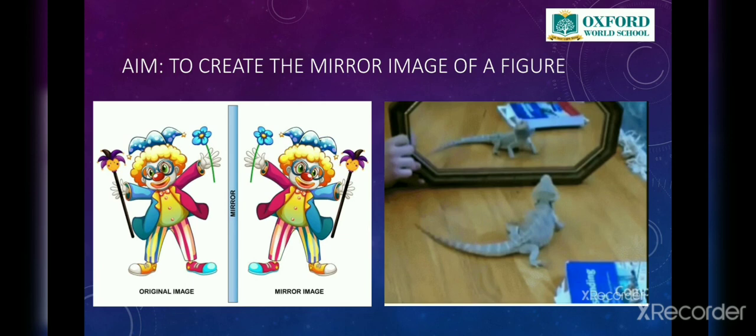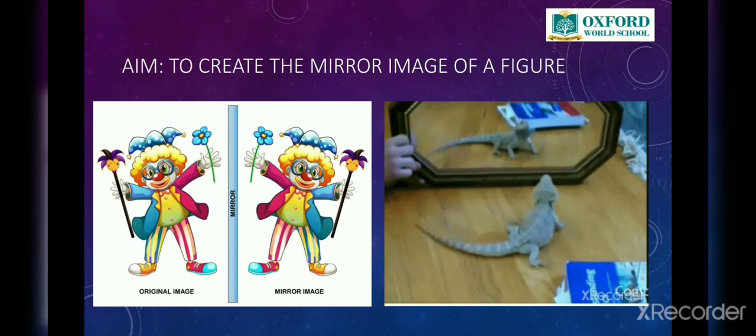For more examples, you can just observe your hands. Take both your hands together in front of you and try to observe. Imagine the mirror to be placed in between the two hands. Okay, the image of your hand will be just like this.